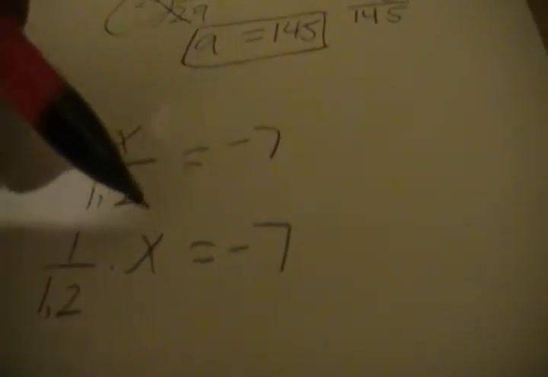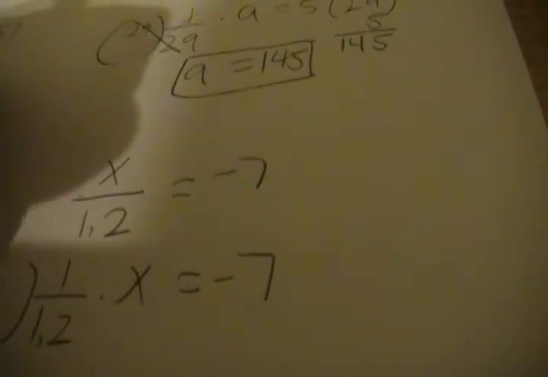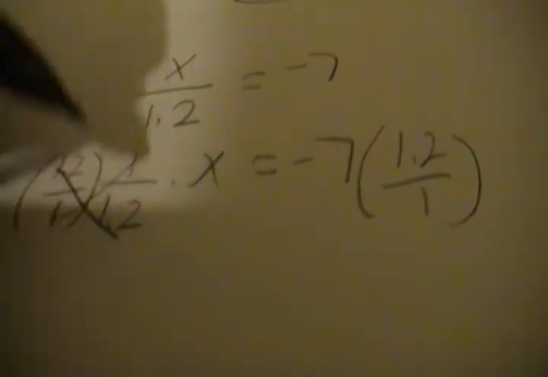So now, to solve for x, we have to multiply by the reciprocal. So the reciprocal here is going to be 1.2 over 1. Alright, so whatever we do on the left side, we do on the right side. So 1.2 over 1. Alright, your left sides cancel. So we get x equaling -7 times 1.2.